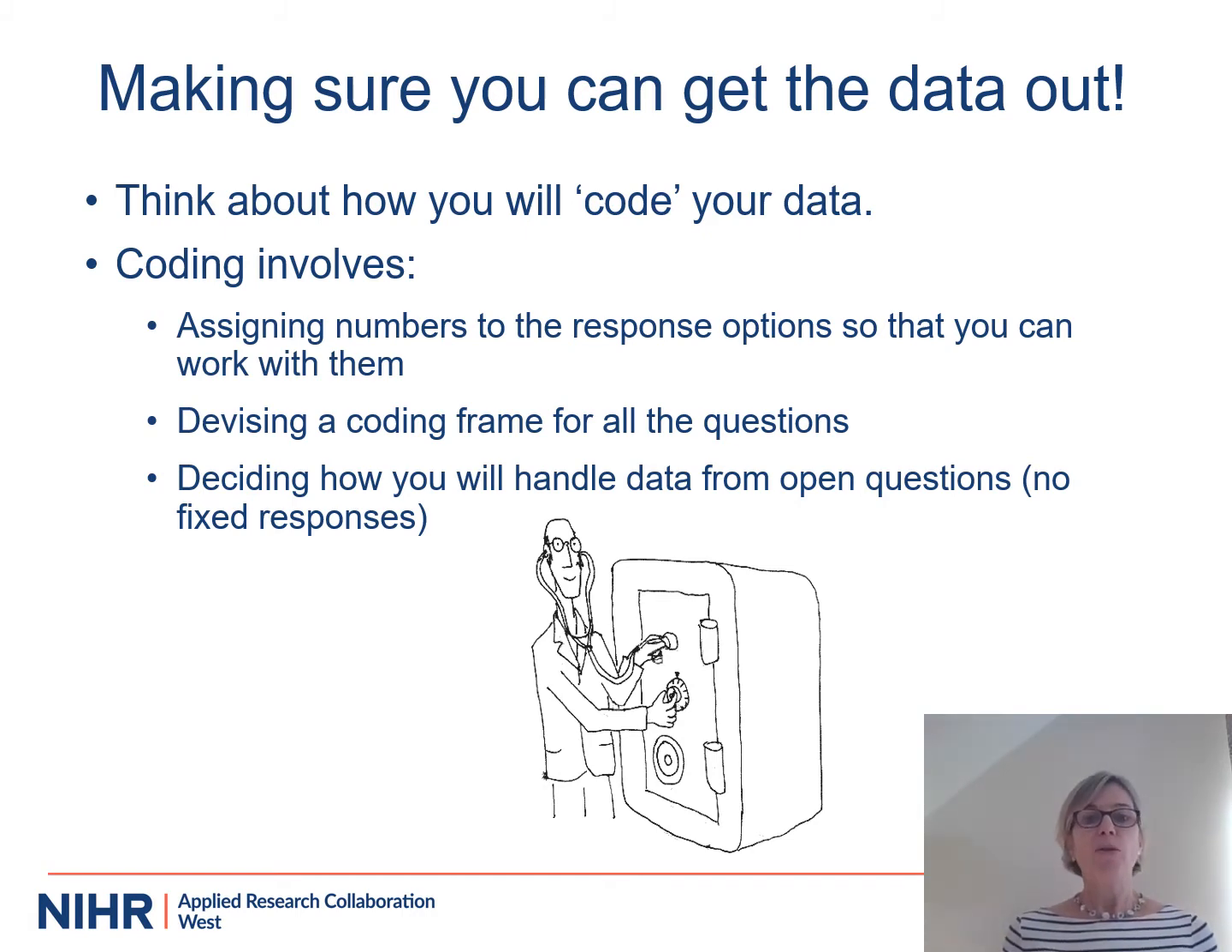So we call this coding really. We want to basically find a system for assigning numbers to the different response options. So we're giving response options often in categories which we've described, labels that we've given things. But when we want to capture that data to enable us to do that analysis, we want to find a system for assigning numbers to those response options so we can work with them numerically.